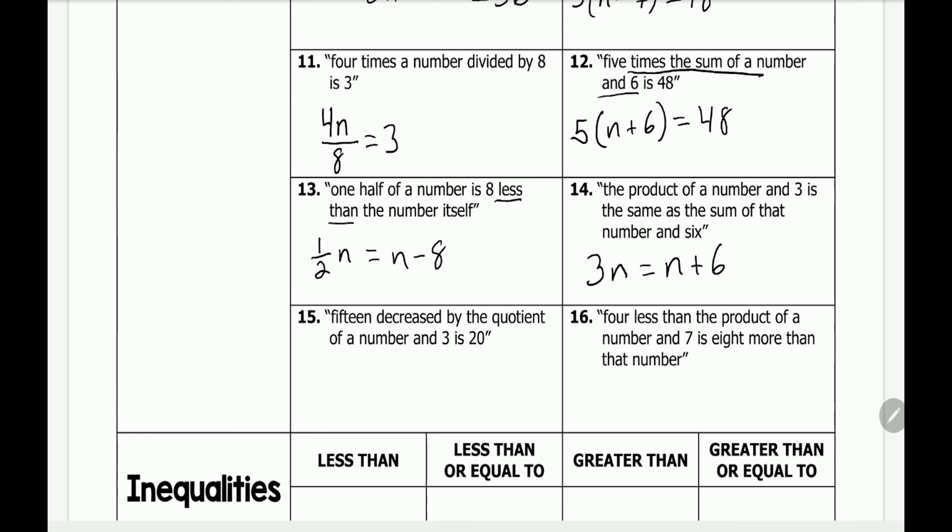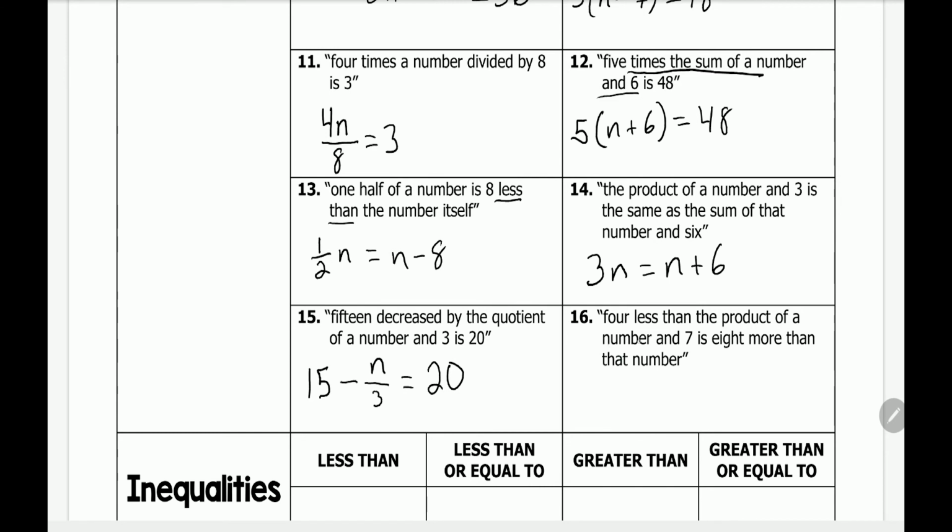Moving on to number 15. We have 15 decreased by the quotient of a number and 3 is 20. So we have 15, decreased by is subtraction. The quotient of a number, so that's n, and 3, so that's divided by 3, is 20, is equal to 20. So 15 decreased by the quotient of a number and 3 is 20.